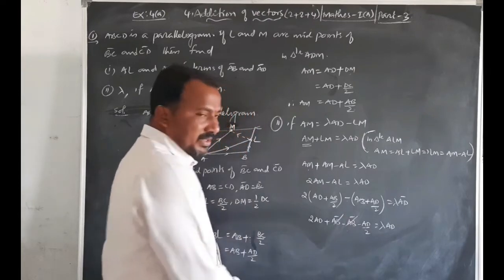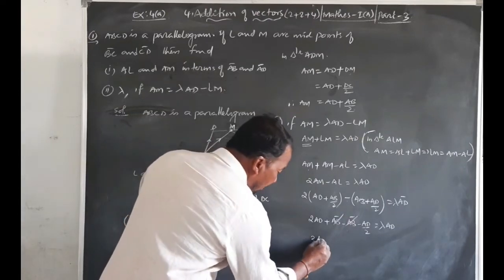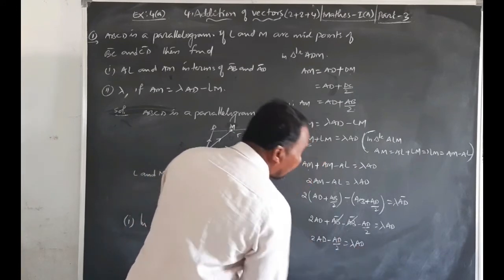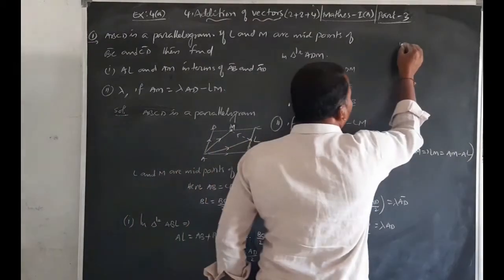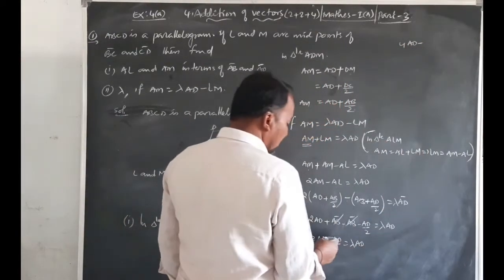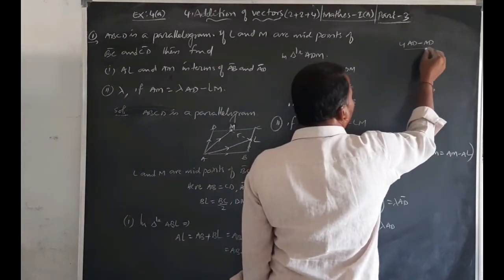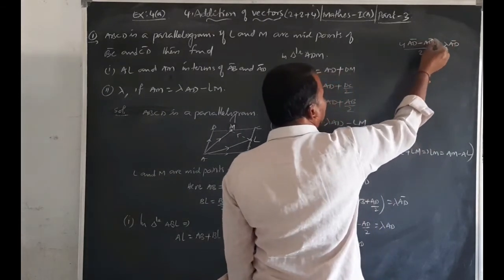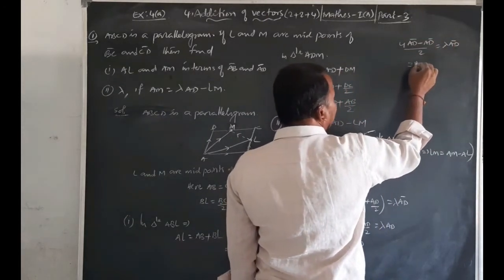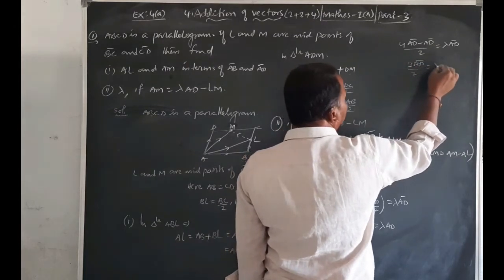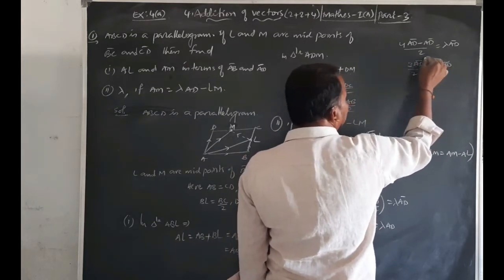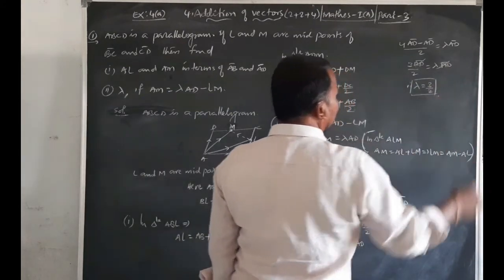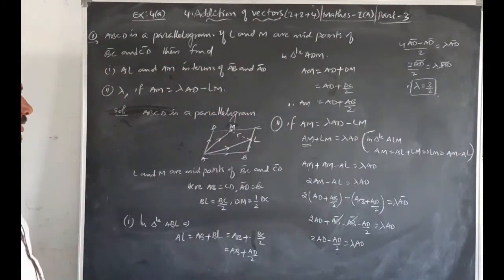AB gets cancelled. 2AD minus AD by 2 equals lambda AD. LCM is 2, 2 twos are 4. So 4AD minus AD, 3AD by 2, equals lambda AD. AD gets cancelled. Lambda equals 3 by 2.